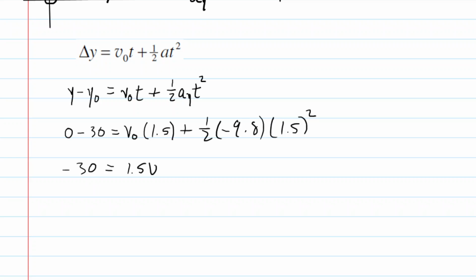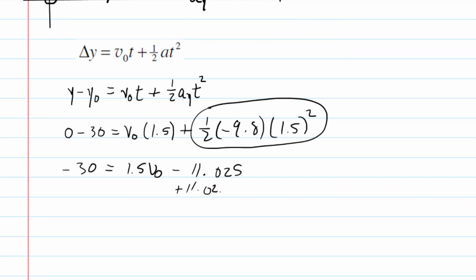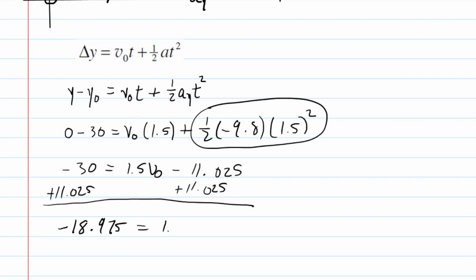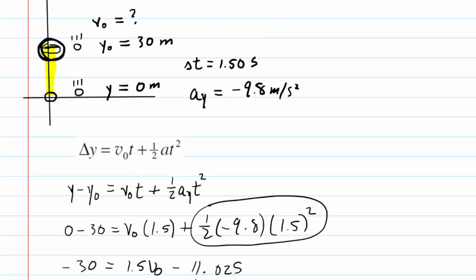On the right side, we can pick up our calculator and simplify this term here and end up with that result. Let us then add to both sides that 11.025. This gives us about negative 18.975 is equal to 1.5 times the initial velocity, and then just divide both sides of this equation by 1.5. And when we do so, we end up with approximately negative 12.7 meters per second is equal to that initial velocity. So this is the correct answer to part A. This is how fast, or the velocity I should say, with which the object is falling at 30 meters above the ground. Now let's go back up and see what part B is asking for.